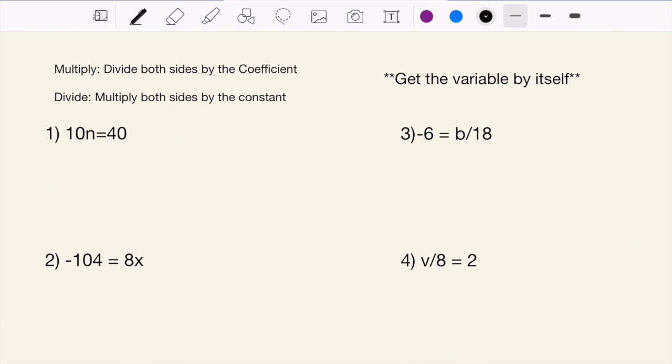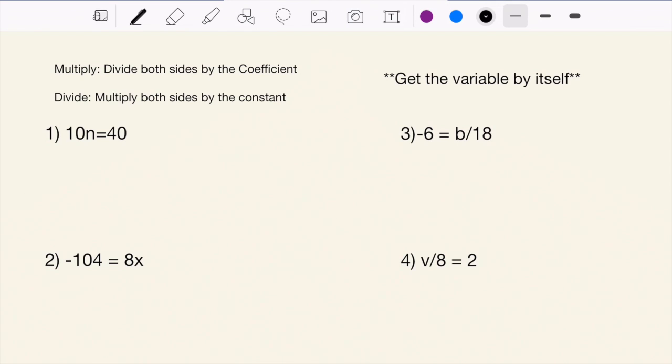Right, so now we're going to focus on one-step equations where we're multiplying and dividing. This is going to look a lot similar to when we were subtracting and adding. The only thing that's different is we do the opposite sign of multiply and divide. So when you multiply, you're going to divide both sides by the coefficient. And when you divide, you multiply on both sides by the coefficient.